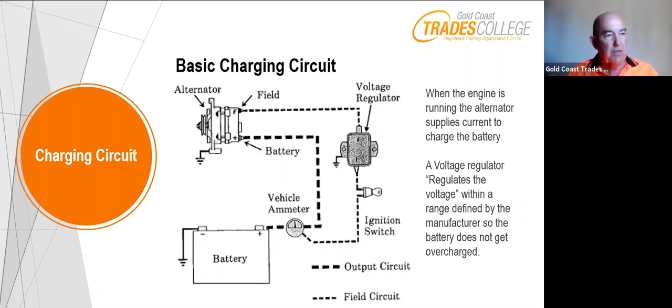There's the ignition switch. You've got some information there. When the engine is running, the alternator supplies current to charge the battery. Makes sense, all right? The voltage regulator regulates the voltage within a range defined by the manufacturer so the battery does not get overcharged. That overcharging is what would get rid of the acid or the liquid in there, okay? You've got to be able to adjust that voltage. We're talking about a 12-volt battery, so obviously it's going to be a little bit more than 12 volts. It's usually up around 12.6, 12.5. We talk about 12-volt bulbs, that sort of thing. So everything runs along that same voltage.